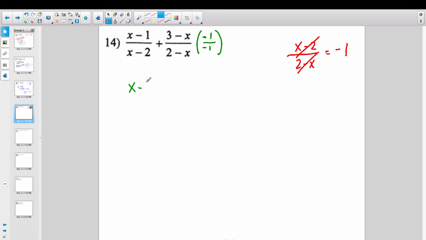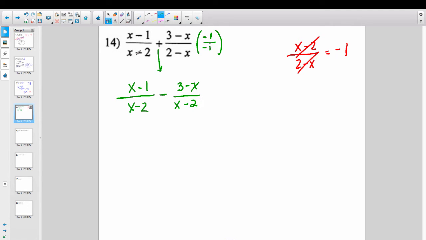rewrite these fractions as follows. Change the operation. If it's plus, make it minus. If it's subtraction, make it addition, okay? So just change this operation. And don't change the top. But now, make the bottom the way you need it to look, which would be x minus 2.